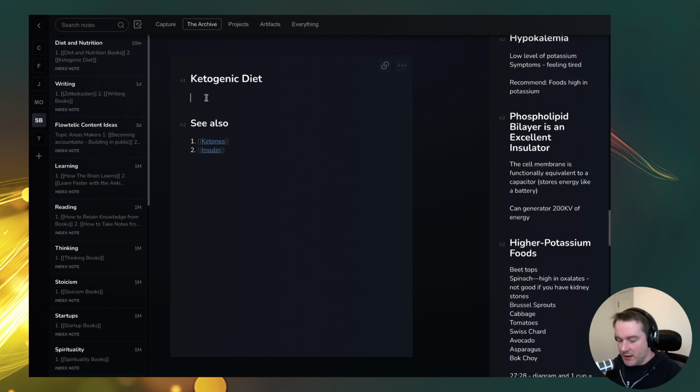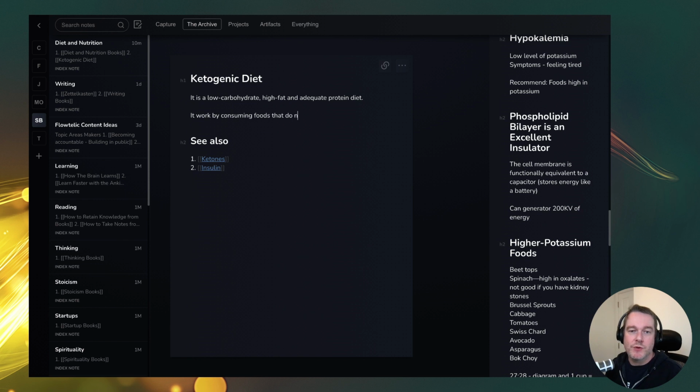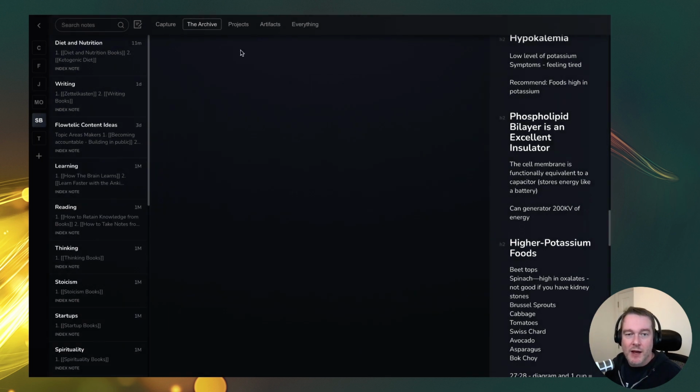Okay. It is a low carbohydrate, high fat and moderate or adequate protein diet. Okay, that's pretty much what it is. Right, so it works by consuming foods that do not produce an insulin spike. Okay, so now we've introduced the concept of insulin, and we can bring it in here.